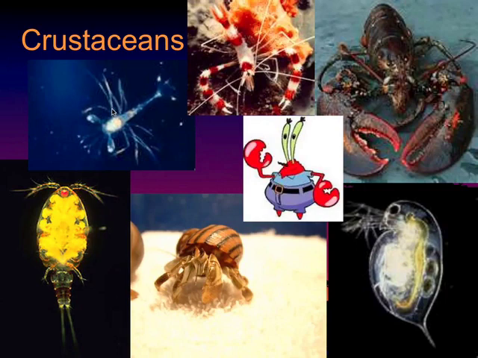Moving right along to crustaceans. So crustaceans, we have this mantis shrimp, a peppermint shrimp, and then on the top right, we have the regular lobster. Down at the bottom right, we have the daphnia, bottom middle, a hermit crab, and then the bottom left, we have the copepod.